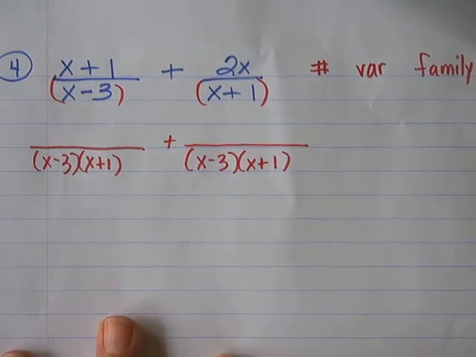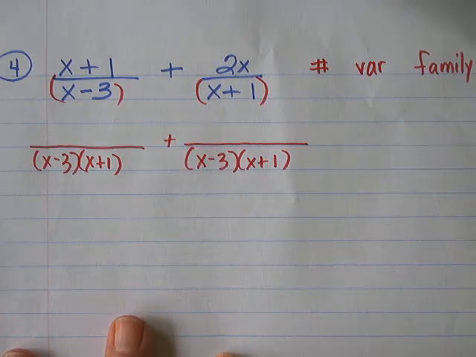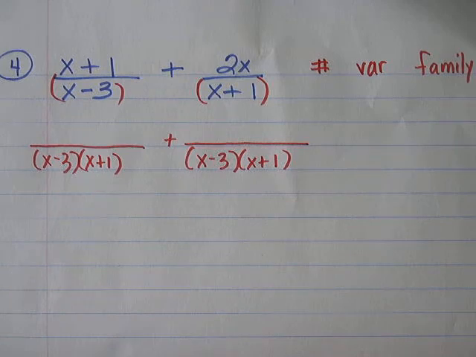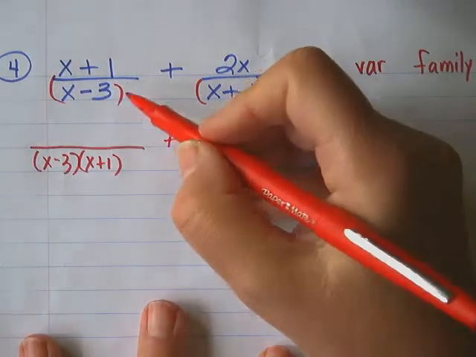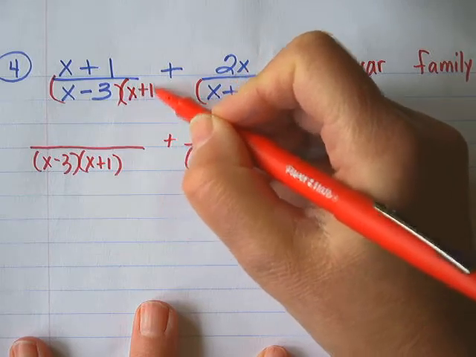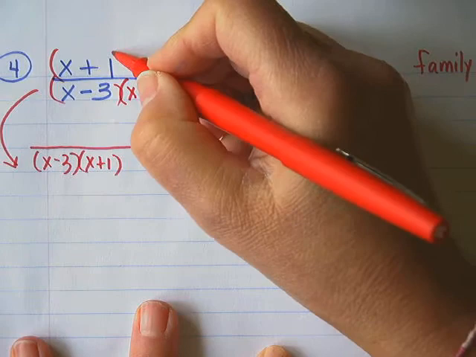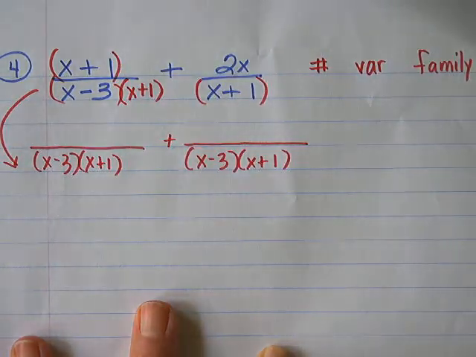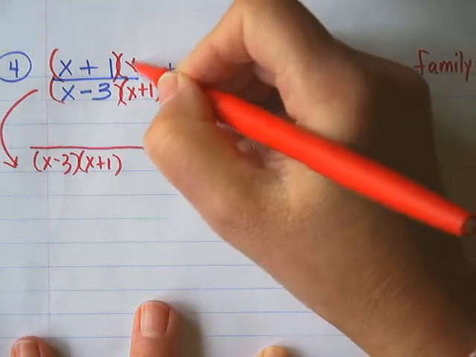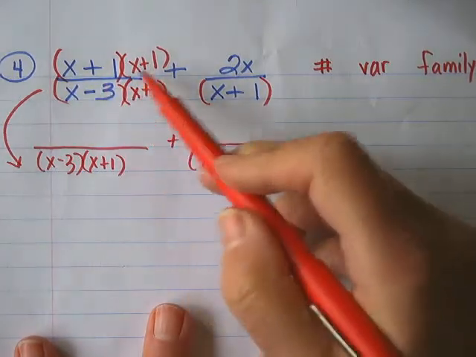Okay, hit the pause right now, and I want you to build up both of those fractions. And then come back and see if you did that step correctly. So I'm going to multiply this fraction by an x plus 1 to have these denominators match up. I've got a family here, so I have to multiply this family times x plus 1, which means I have to FOIL these two.